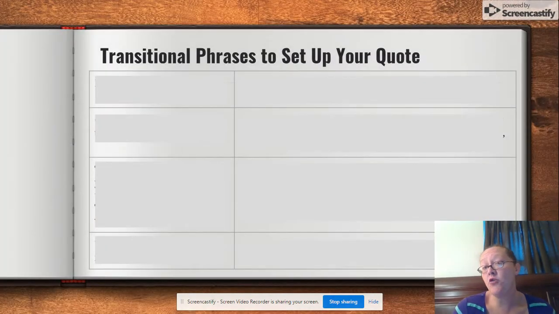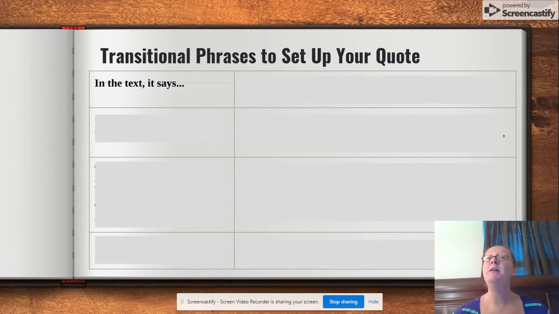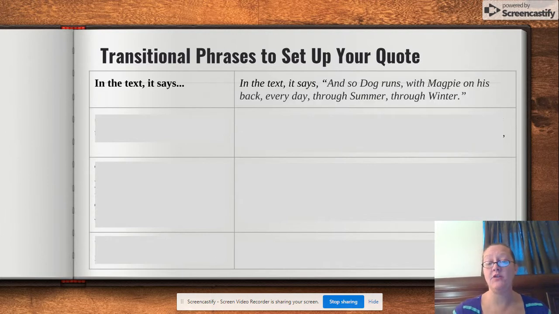Here are a few ways that you could do this. You could just say, "In the text it says," and then say your quote. Okay, that's one way that you could do it. And here's how it would look with the example that I showed you. "In the text it says," and then your quote. Of course, you're going to need to explain it a little bit, but that's one way to introduce a quote into your essay.